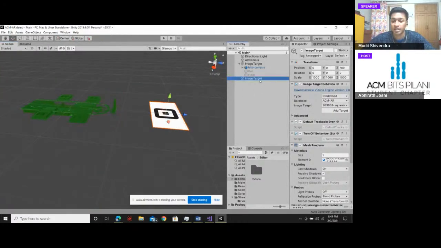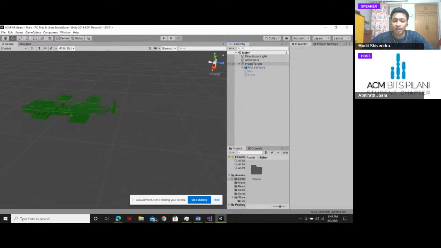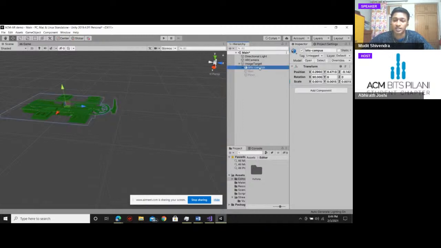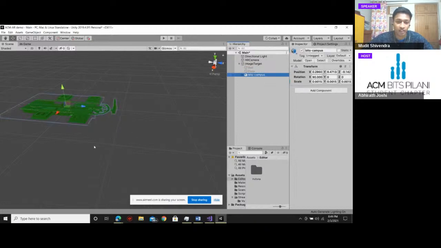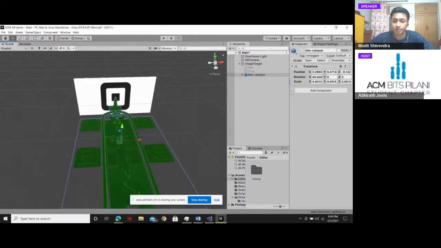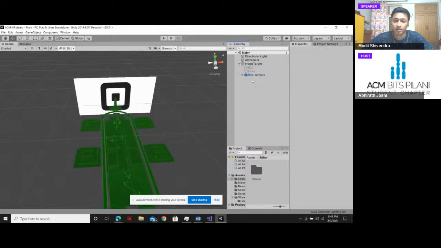I'll delete this image target. You have added your image target. After that, when you create a project, it would be like this, and you need to make your complete game development project a child of the image target. Once you do so, it will be within this parent object. And now you have set the image target.